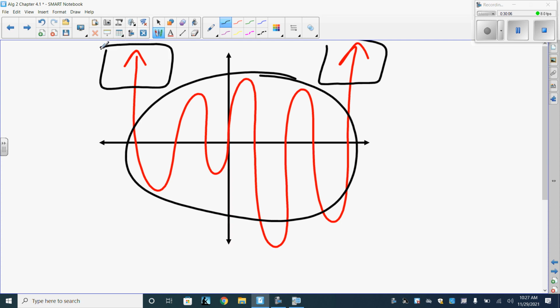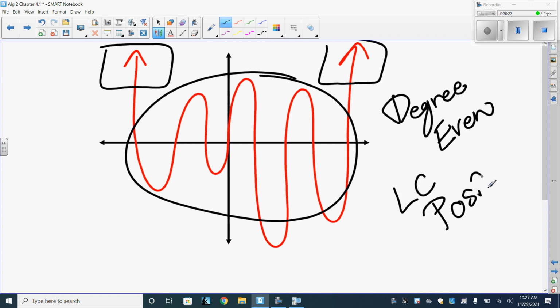So which one of these here has both of the ends going in the same direction? So the degree would be even. The leading coefficient would be positive. So this here, whatever the function is, would be even and positive. And we'll get into it later on, but it actually works out that the number of turning points, where it switches from increasing to decreasing, is one less than the degree. So the least possible is one less than the degree.